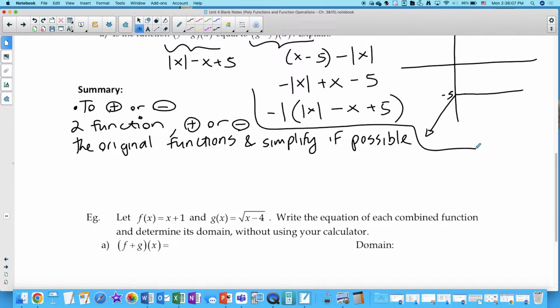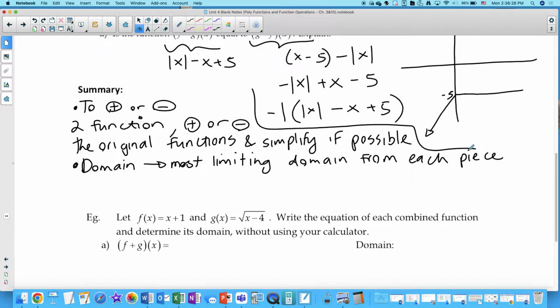So the domain is the most limiting domain from each piece. And the range really depends. So for the range, you have to either work out the range algebraically or look at the graph. We can't make a generalization based on the ranges of the originals as to how the range of the new function is going to behave, right?